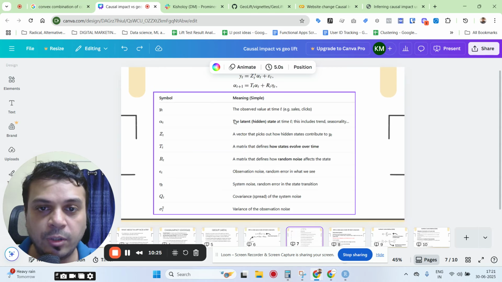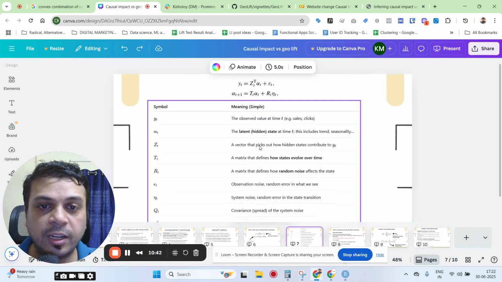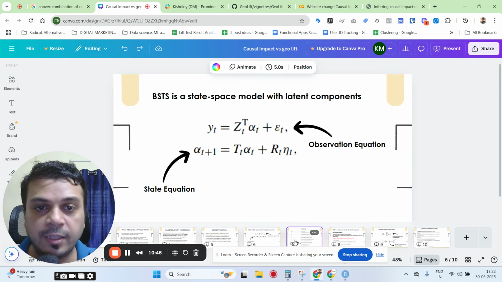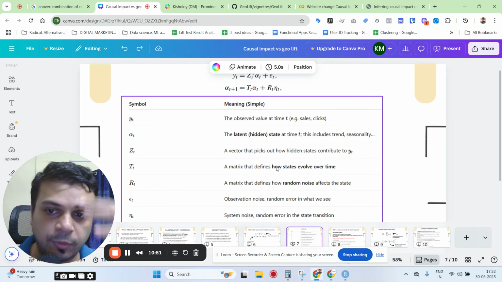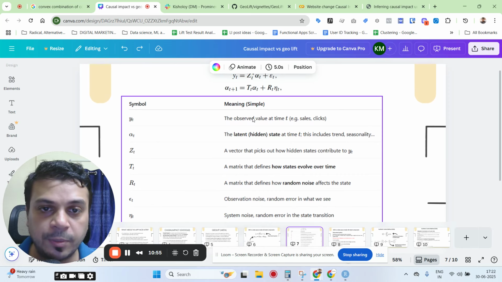So if I just look at the definitions here, Z, as I said, just picks out an output from how the different hidden states contribute to YT. So that's basically your ZT. That itself is a vector. Your alpha T here is a latent hidden state at time T. And hidden state is nothing but different kinds of factors like, say, seasonality or trend, because it's a time series analysis, remember. So it can always be decomposed into, say, seasonality, trend, and residuals.